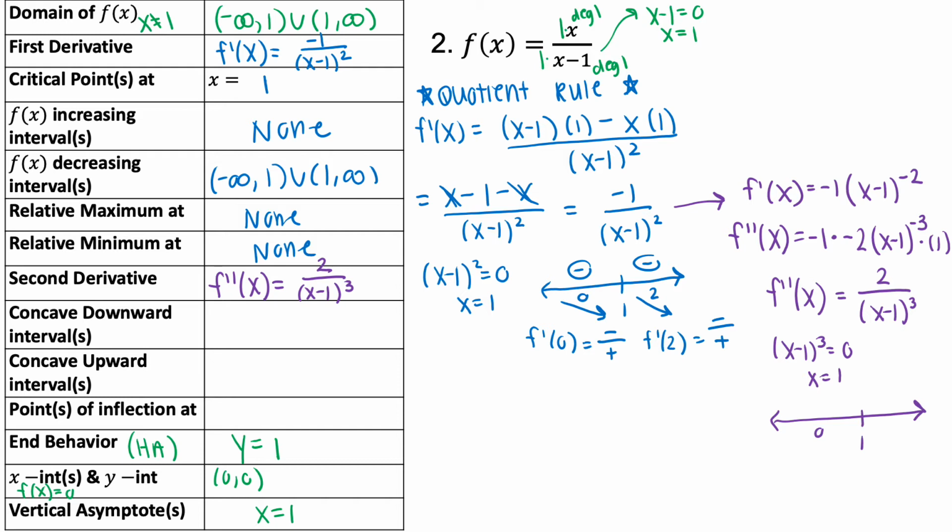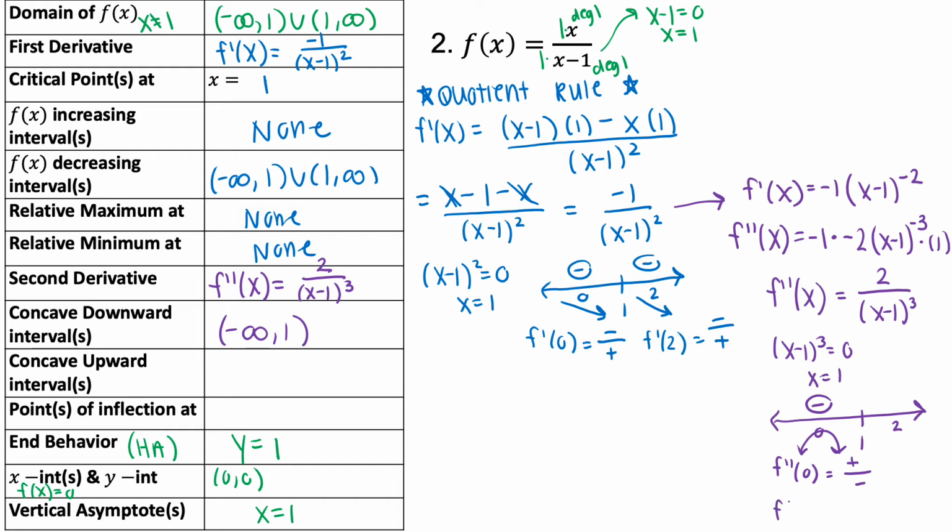Setting up our number line and plugging into our second derivative. Numerator is always positive. Denominator, we have to plug in. 0 minus 1 gives us a negative, cubed stays negative. A positive over a negative gives us a negative value, so we're going to be concave down from negative infinity to 1.